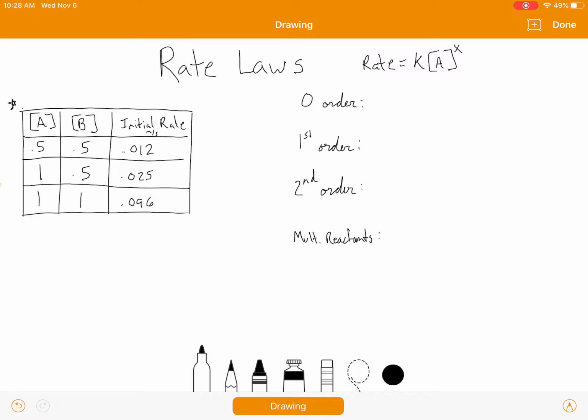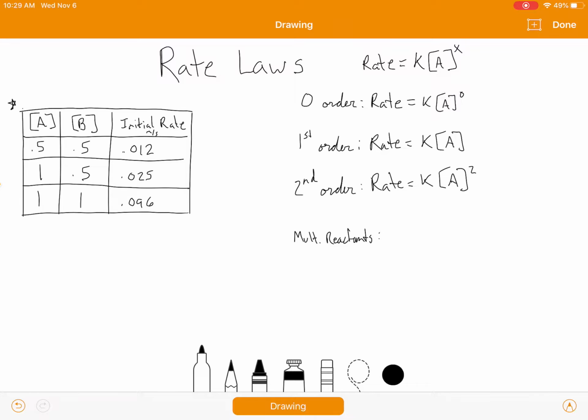So for a zero order reaction, you would be looking at rate is equal to K times A raised to the 0 power. First order, you would have rate equals K times A raised to the first power, and sometimes they leave the 1, sometimes they actually just erase it because something raised to the first power is just the thing, whatever it was before. Second order reaction, the rate is equal to K times the concentration squared.